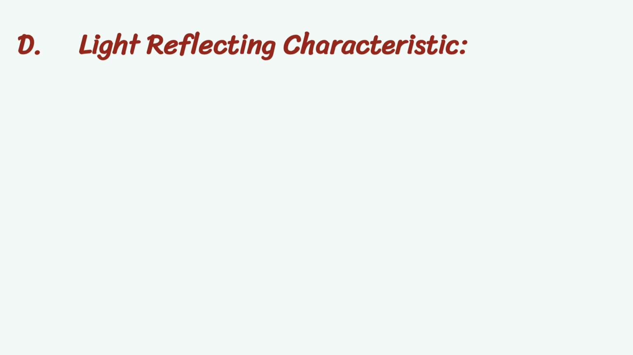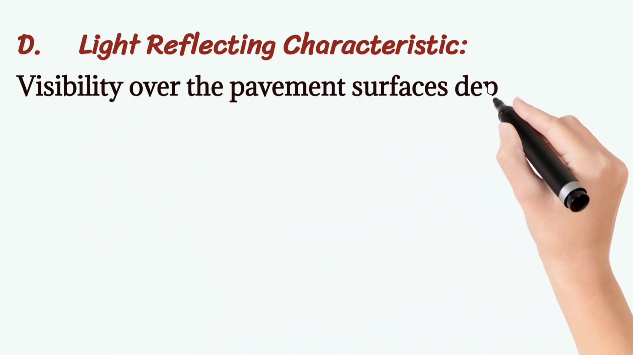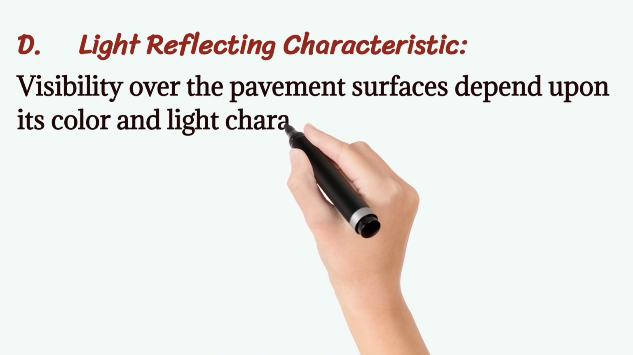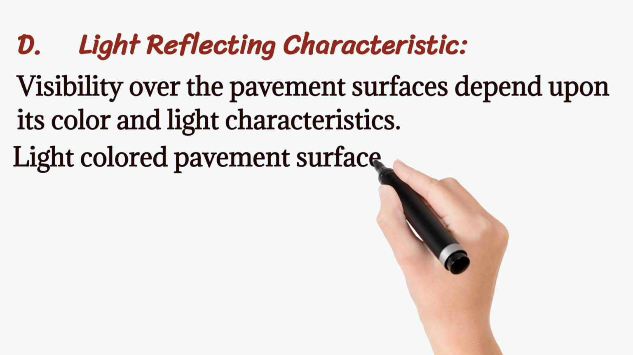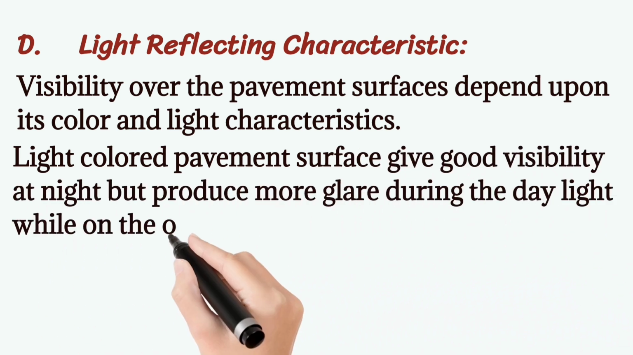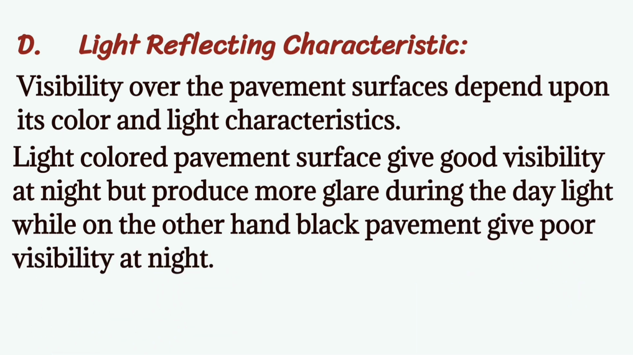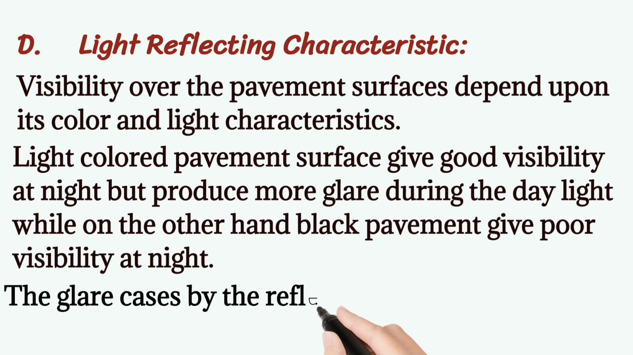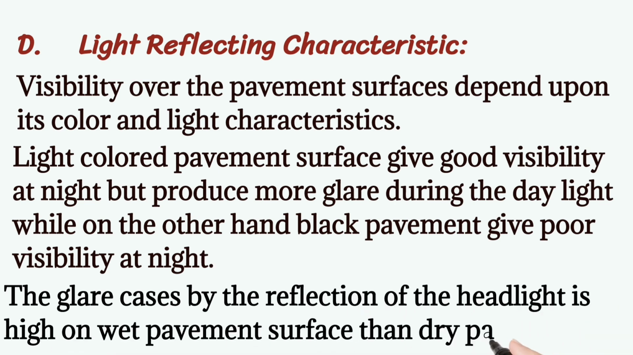Our next pavement surface characteristic is light reflecting characteristic. Visibility over the pavement surfaces depends upon its color and light characteristics. Light colored pavement surface gives good visibility at night but produces more glare during the day, while on the other hand, black pavement gives poor visibility at night. The glare caused by reflection of headlight is high on wet surface and dry pavement.